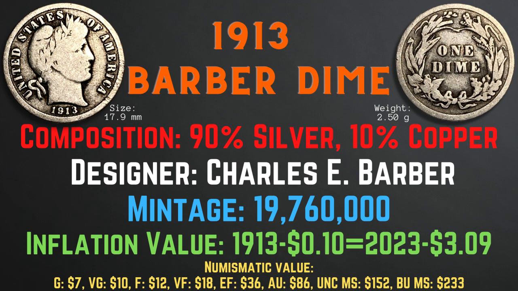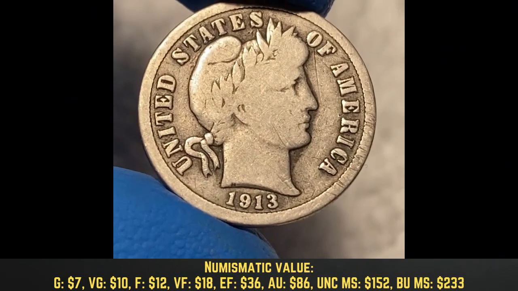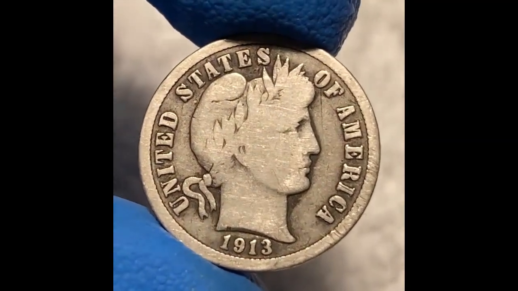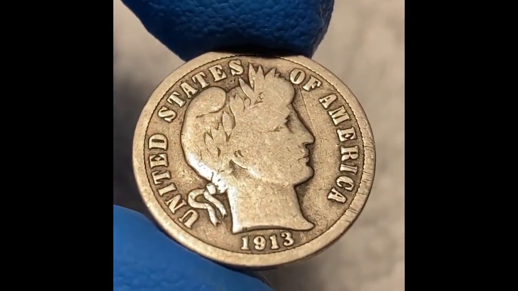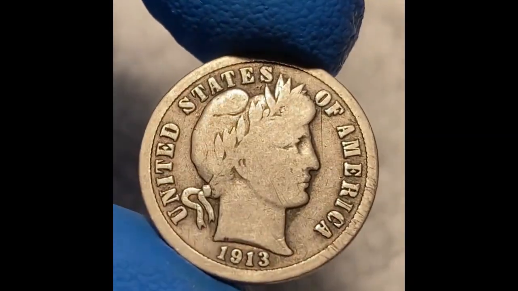Its numismatic values range from $7 in good condition up to $233 in brilliant uncirculated mint state condition. Now let's take a closer look at the 1913 Barber dime from my collection. So as we take a look at this 1913 Barber dime, we can see that the liberty near the tiara has been very worn down.